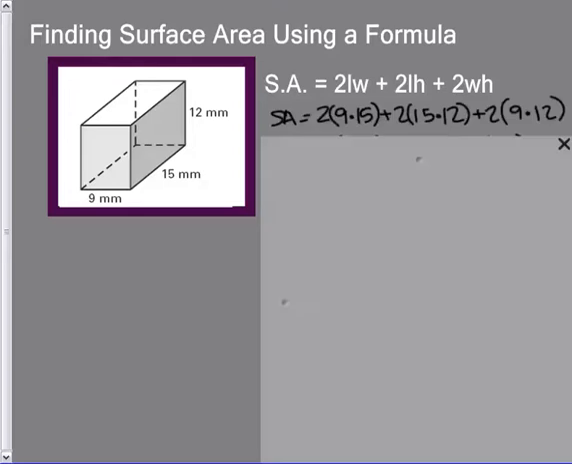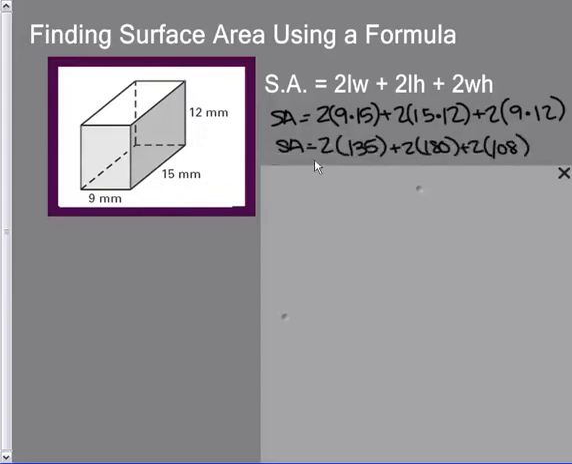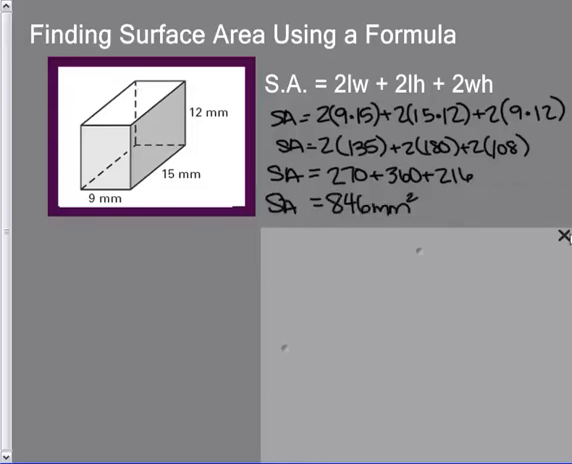Okay, here we go. You plug in all the numbers, and if you don't have them in this exact order, it's okay, as long as you have each set once. So 9 times 15, 15 times 12, and 9 times 12. 9 times 12 is the side, 15 times 12 is this side, and 9 times 15 is the top and the bottom. So multiply and then double them. Each side is doubled because you're doing the front and the back, the 2 sides, and the top and the bottom. Add them together and you get 846 millimeters squared.